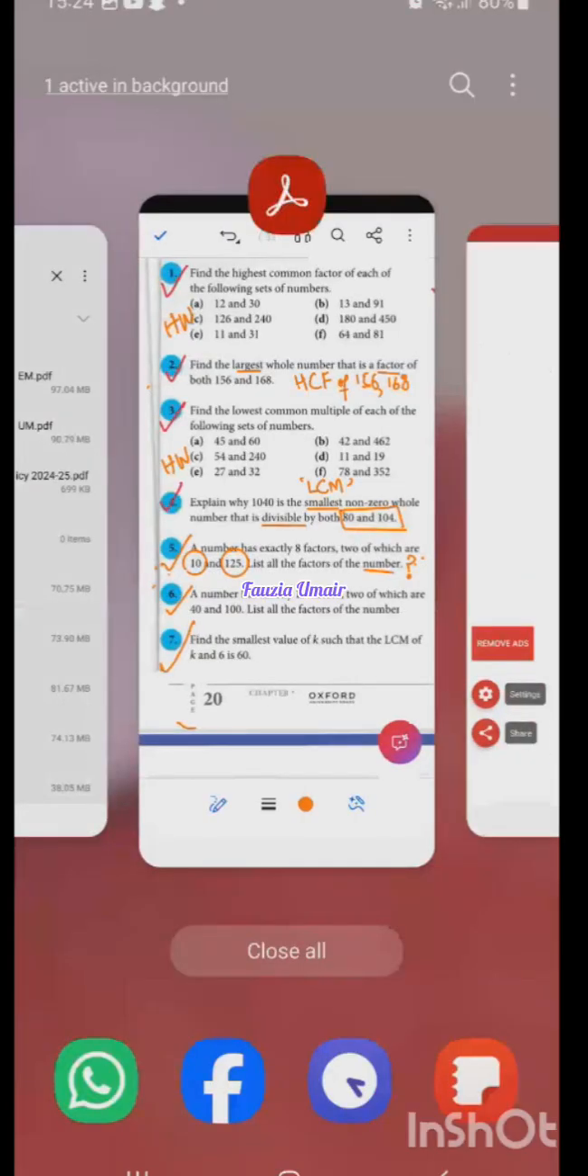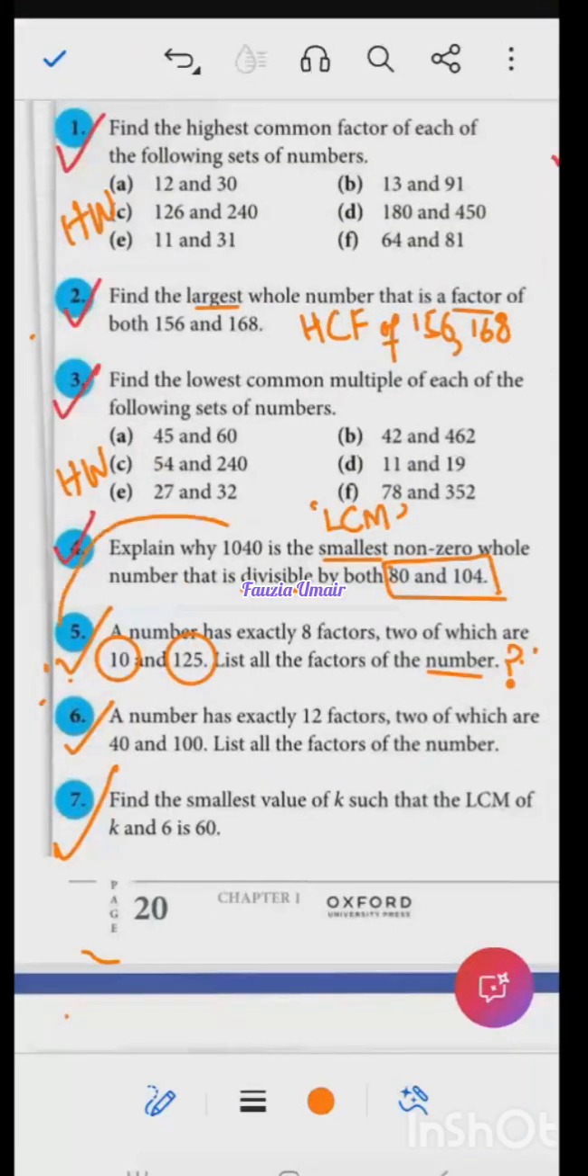So moving on to question number 8. I think so 8 आपके curriculum में है या नहीं? Let me see.